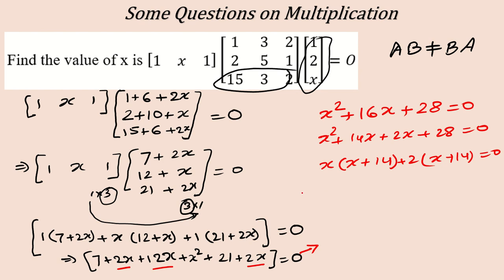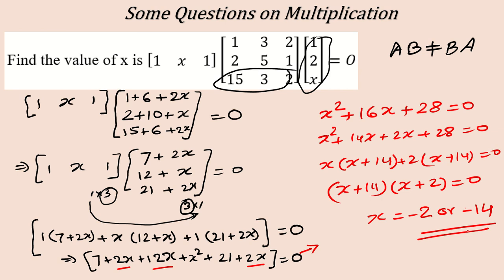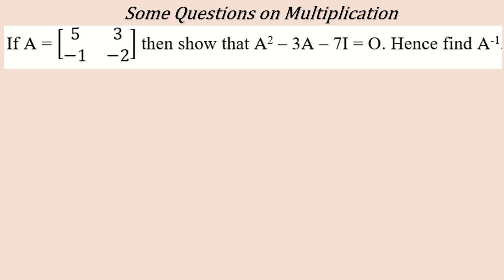Okay, and this is a very important question of NCERT. If you see, I think it is in the miscellaneous exercise of NCERT. Okay, so x plus 14 times x plus 2 is equal to 0. It means x will be equal to minus 2 or x will be equal to minus 14. This is the answer for this question. Okay, let's take one more example, or maybe one or two more important questions.